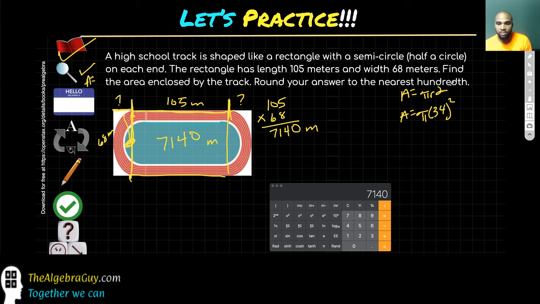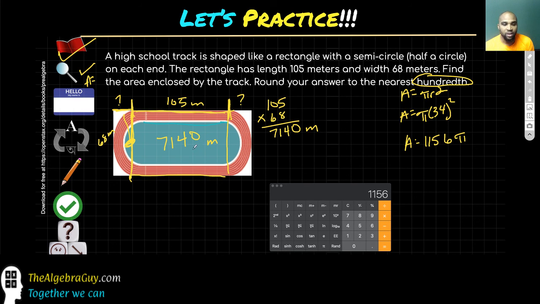Let's keep it in this form because I always like to keep it like this until we get to the last part of the problem. Because if you start rounding too early, your answer is going to be off. So let's go ahead and do this one. 34 squared, 34 times 34, is 1156. So this is going to equal 1156 pi. All right, so now we've got the area of this whole thing.